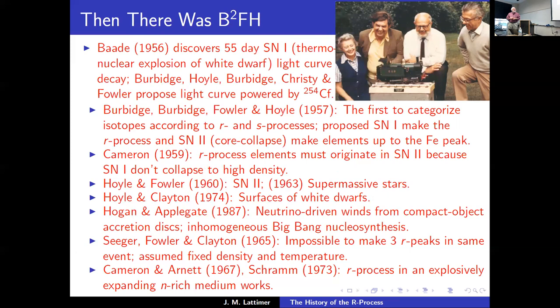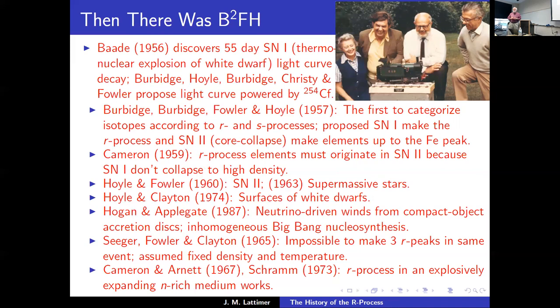Al Cameron, at roughly the same time, argued, no, that they have it backwards, that the r-process must originate in type 2 because type 1 supernovae don't collapse to high densities. And he also suggested that this connection with californium-254 was spurious.